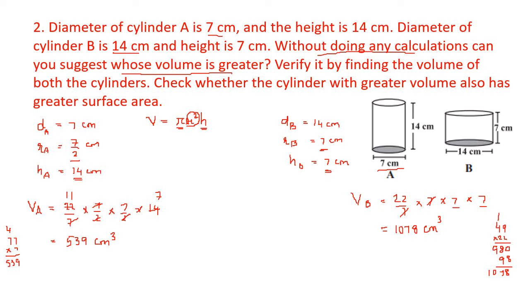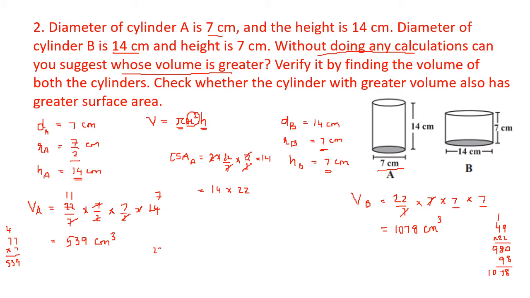Now we check the surface area to see whether the surface area of both is same or not. So CSA of A is 2 pi r h. So 2 into 22 by 7 into r, that is 7 by 2, into h, that is 14. So 7 and 7 get cut, 2 and 2 get cut. So surface area is 14 into 22.